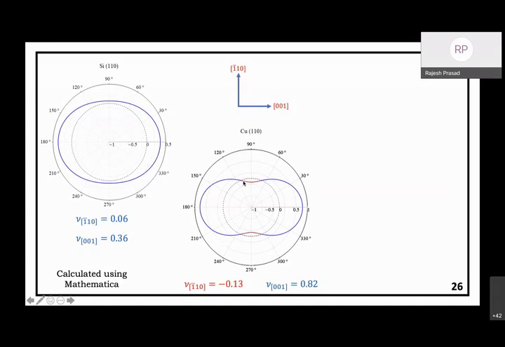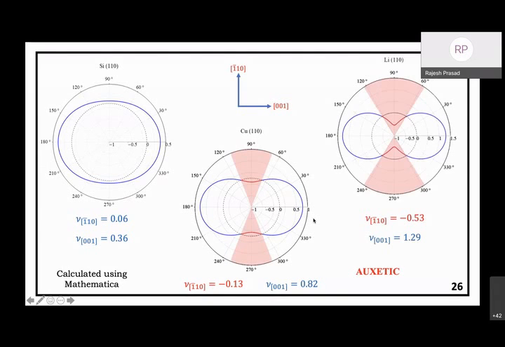So the curve has gone inside that zero curve. So it is now negative. So those parts of the Poisson ratio values are negative. In this angular domain, you will see negative Poisson ratio for this one. And if you see lithium, you see that again, even greater auxeticity. The angular range is also high and the negative value is also higher than copper.